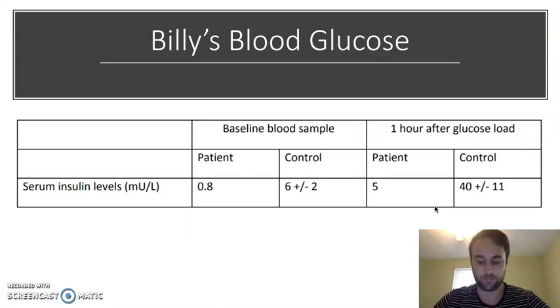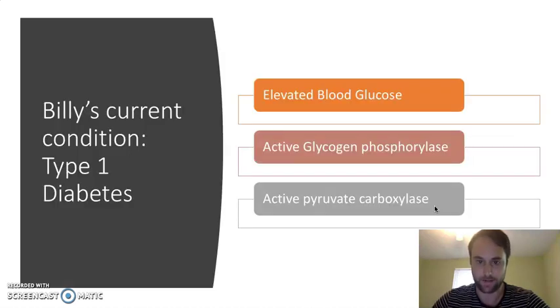The results of Billy's blood work show that he has deficient levels of insulin both before and after the glucose load. This confirms that Billy has diabetes, and this also demonstrates that Billy has diabetes type 1, meaning that his body produces insufficient amounts of insulin. Given his condition, it is likely that Billy's fasting blood glucose levels will remain elevated if untreated.